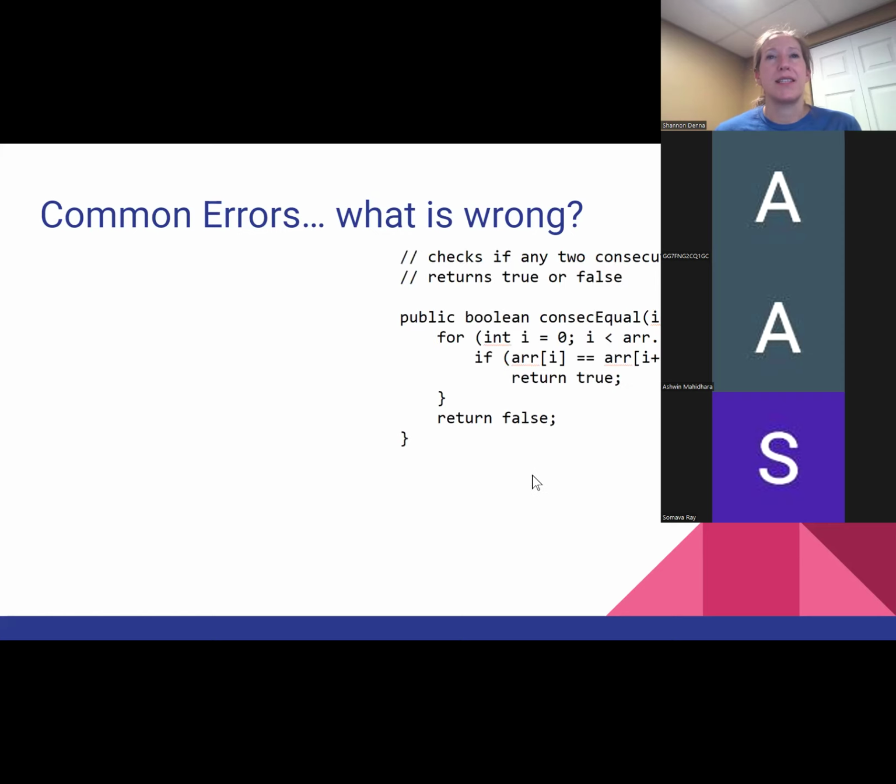All right, let's see. Here we are checking if two consecutive values are equal. We have this array, and we are checking to see if the value at i is equal to the value at i plus 1. We're not returning too early, so that's good. But what is wrong here? It'll go index out of bounds.